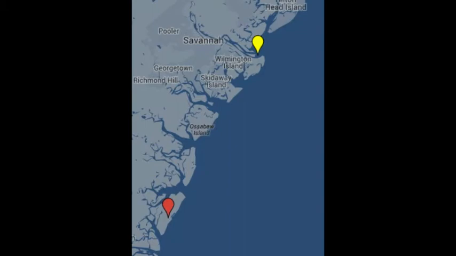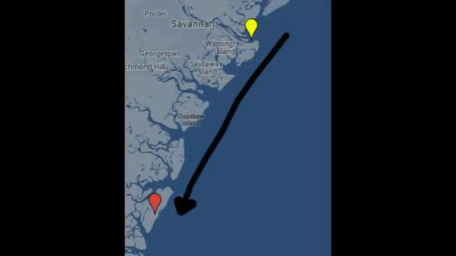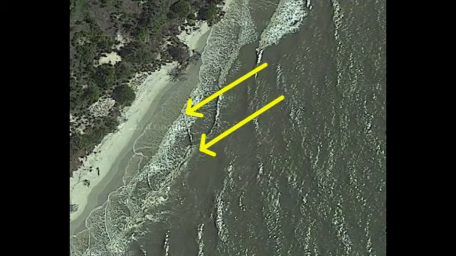As this sediment reaches the Atlantic Ocean, it then falls victim to the southern moving longshore currents depicted by the black arrow. Deposition along the shore, indicated by the yellow arrows, is the result of the angle and energy of the waves as well as the longshore drift.